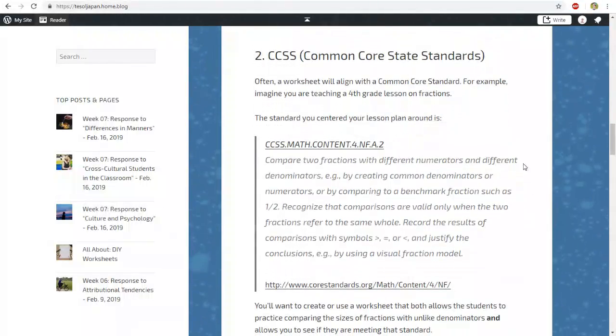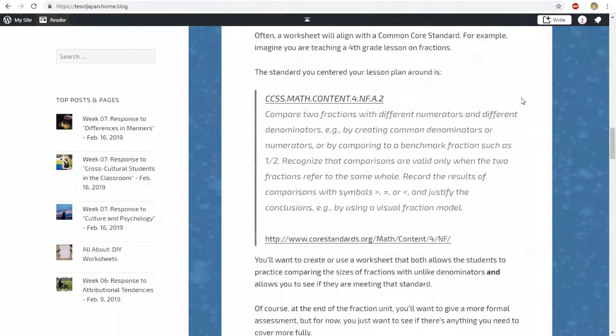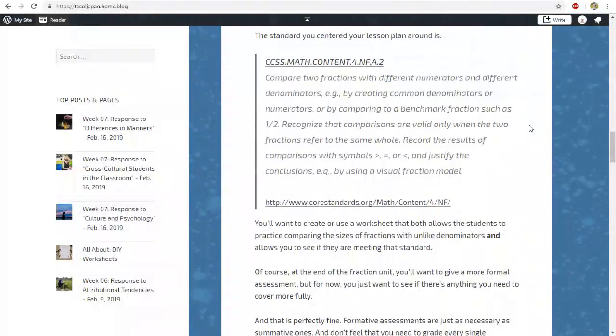Number 2, worksheets are a great way to incorporate Common Core state standards. Usually you want to center one worksheet around one standard. For example, I was doing a lesson on fractions for my 4th grade class, and here was the standard. Compare 2 fractions with different numerators and different denominators by creating common denominators or numerators, or by comparing to a benchmark fraction such as 1/2.